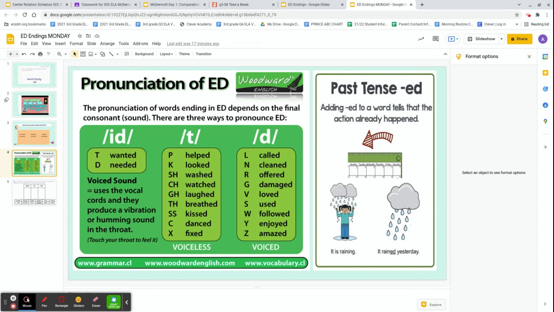Yes. Cooked. Does that have the ED ending? What sound does it have? The T. So we could put it on our T column. Cooked. This ED ending makes the T sound. Good. Does anybody else have one for the T? We have helped, cooked, looked, washed, laughed.